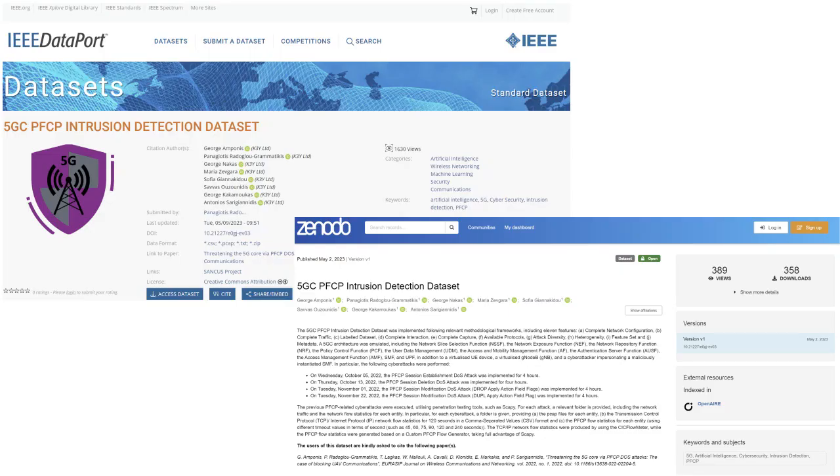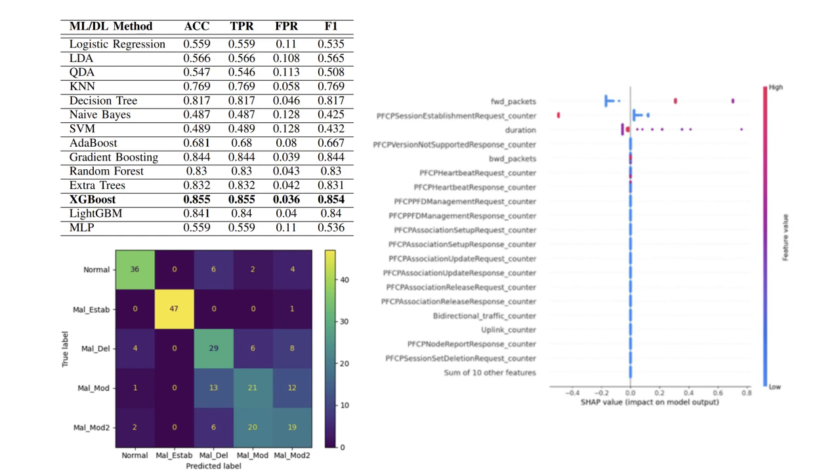First, for the training of this detector, a 5G PFCP intrusion detection dataset was prepared and published by Sancus. This dataset is available in IEEE Dataport and Zenodo. According to the evaluation results, the detector can successfully detect the PFCP attacks. In particular, the F1 score of the detector reaches 85.4%.